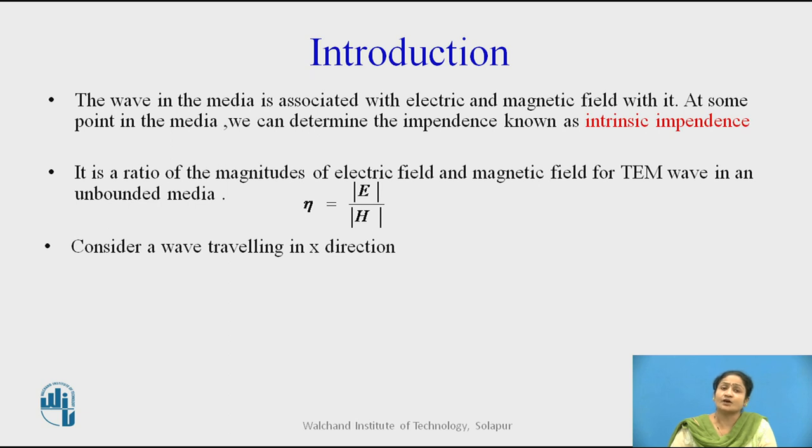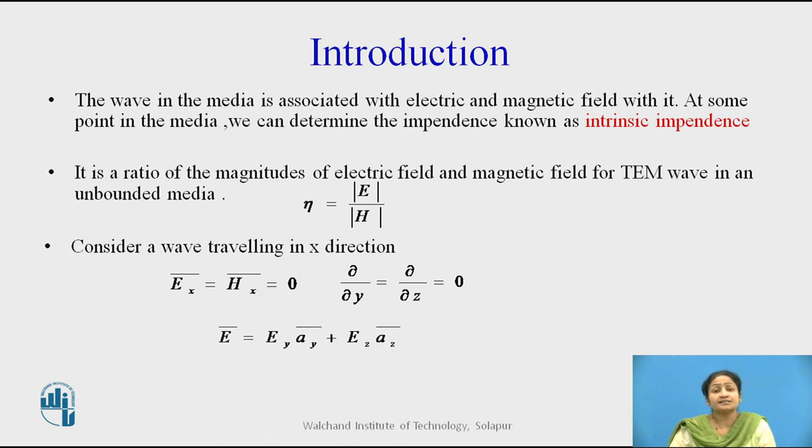Now, let us consider a wave traveling in the x direction. If the wave is traveling in the x direction, then its electric field and magnetic field components in the x direction will be equal to 0. That is, Ex bar plus Hx bar will be equal to 0. And the variations of the signals with respect to y and z will also be equal to 0. The resultant E will be either in the y direction or z direction, that is, the addition of the electric field in the y direction and z direction. In the same way, the magnetic field H bar will be equal to Hy Ay bar plus Hz Az bar.